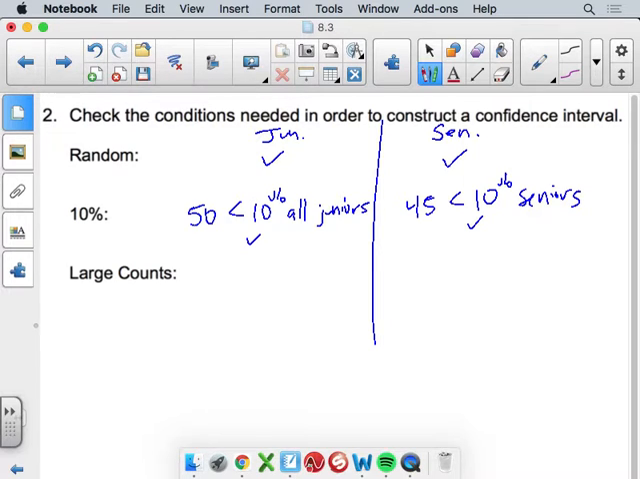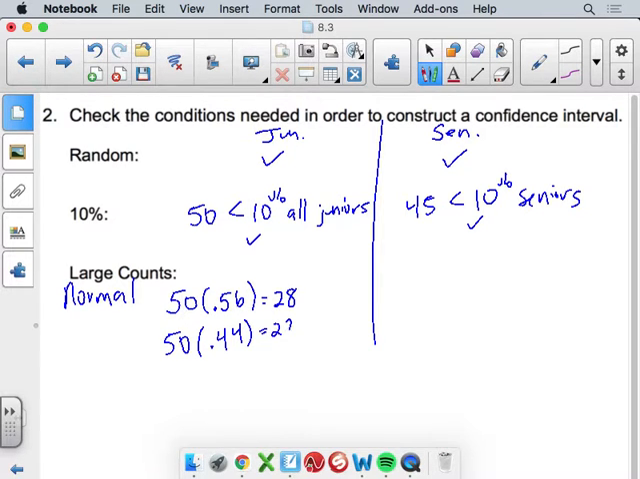All right, and then this last one is, do we have a normal distribution? So we have to check these three things. The way you check that for proportions is you do sample size times the proportion, was it 0.56? Yep. And then sample size times 1 minus the proportion. Those need to be bigger than or equal to 10, which by my calculation was 28 and 22.